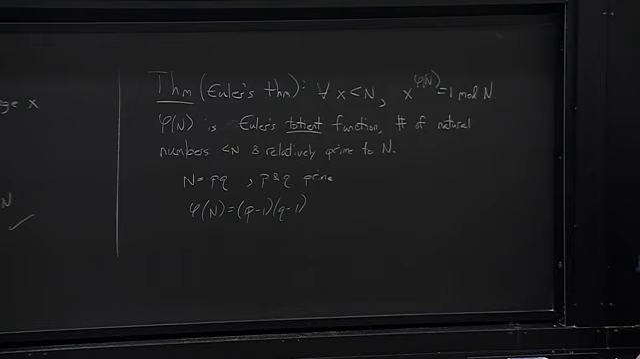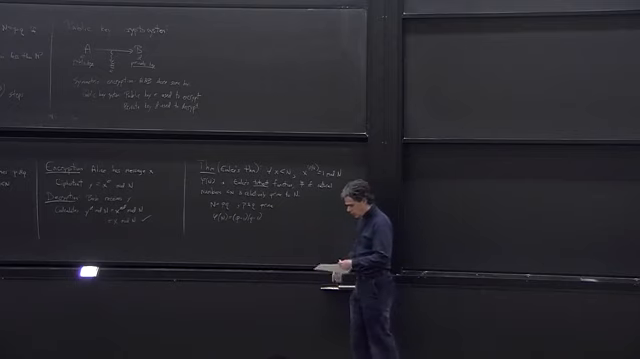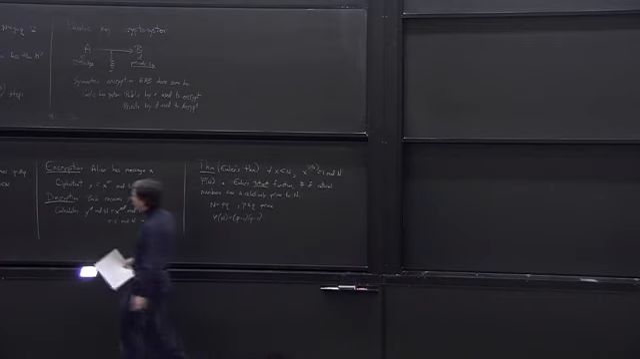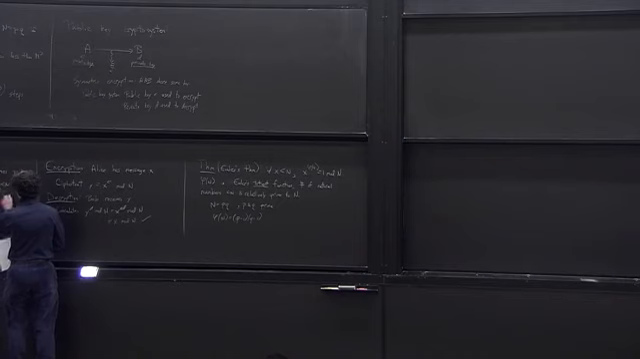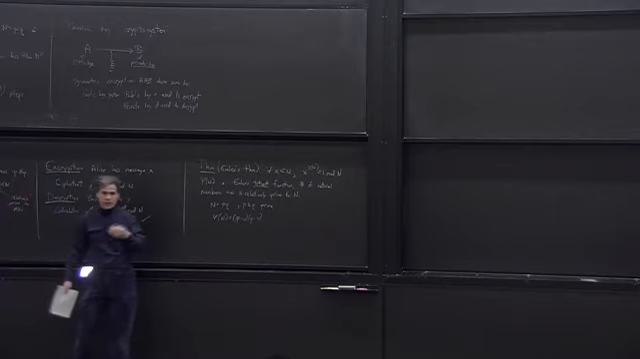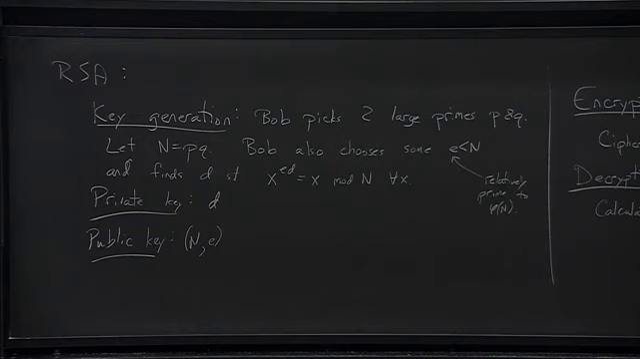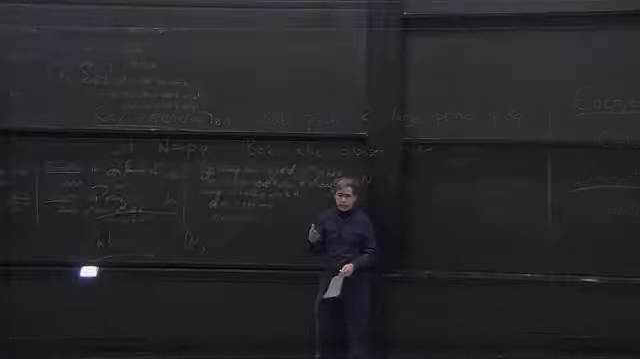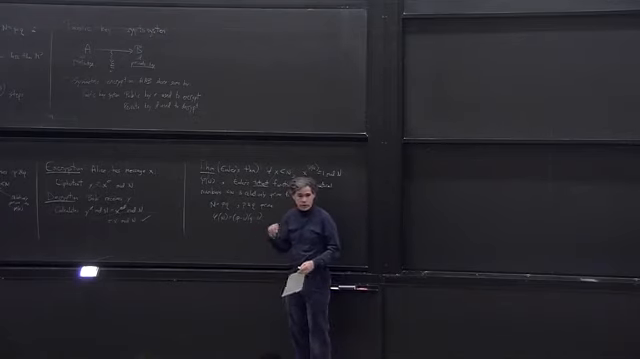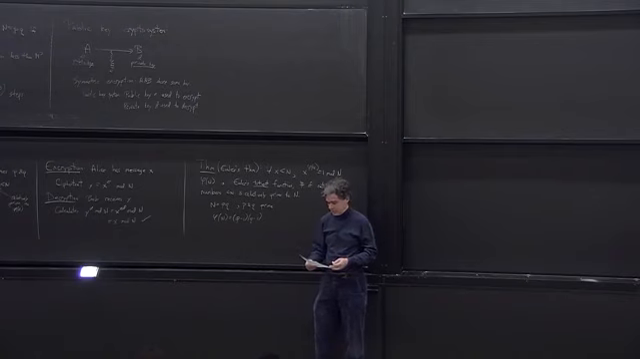When Bob picks E, he should pick it to be relatively prime to phi of n. And of course, if he just picks it randomly, there's a large chance that will happen, because, well, I guess that's not necessarily true. There's a constant chance that will happen. But he doesn't have to do that. He knows this phi of n, so he can be more careful when picking E.